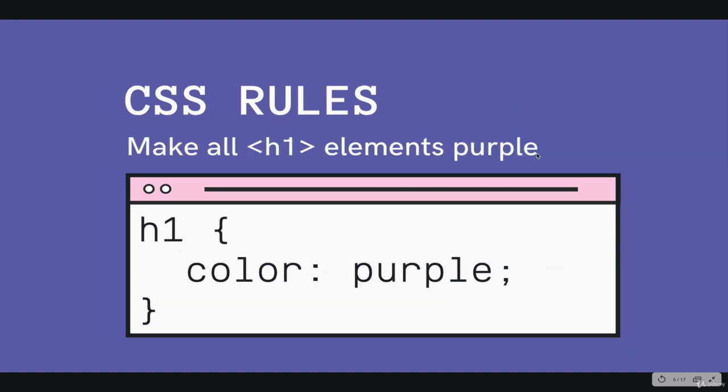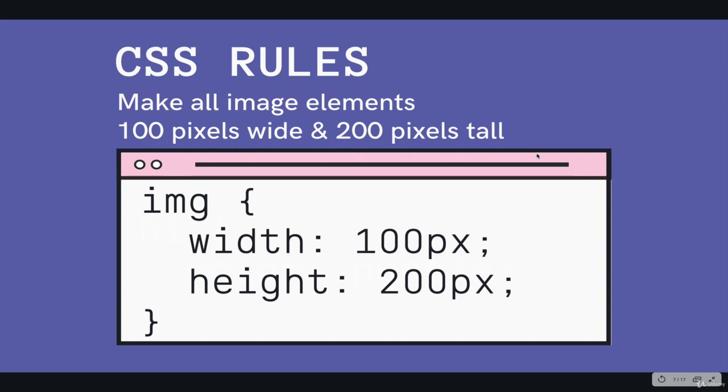So let me make this a bit more real. Here is how we would make all H1 elements on our page, of which there should only be one in the first place, all purple. H1 and then curly braces, color: purple. So this will make all H1s purple. This formula, this pattern is very simple, but it can get more complicated. We can do two different properties.